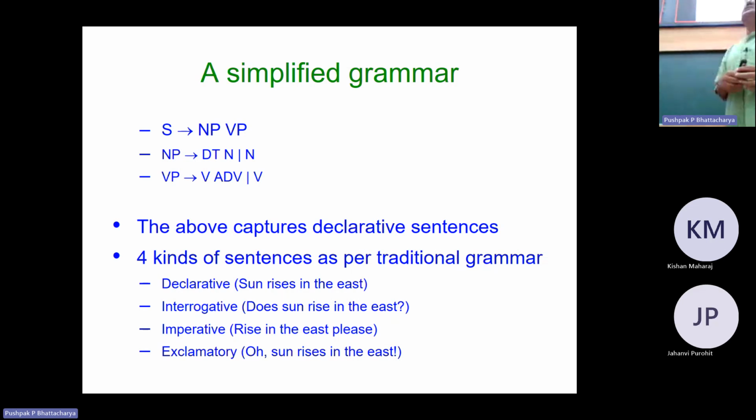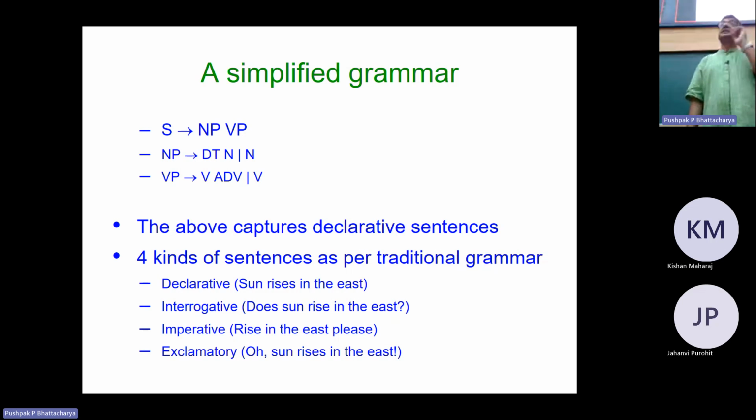So this says that a sentence is composed of noun phrase and verb phrase, and the noun phrase is composed of determiner and noun or a single noun. And then verb phrase is composed of verb and adverb or a single verb.